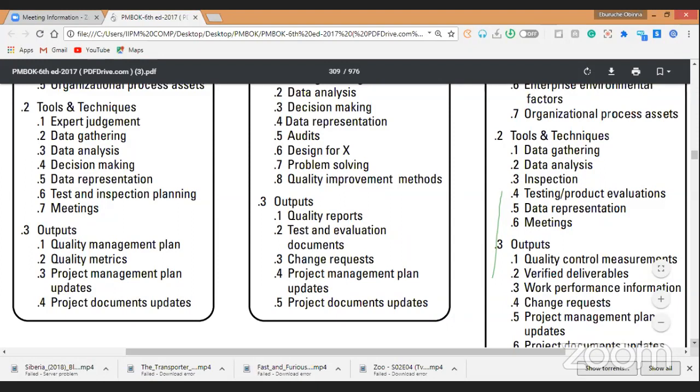Then you have the project management plan updates, which will be updates based on the meeting outcomes, updates based on the outcome of the testing and the inspection planning, updates based on the contributions of the expert and all of that. Then you also have project document updates. All right, project document updates.